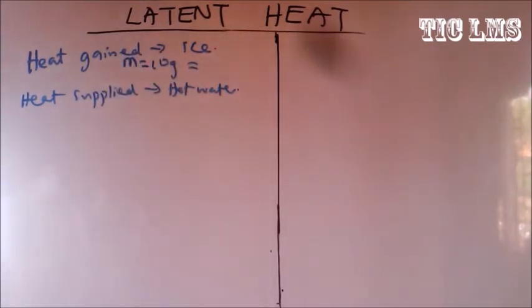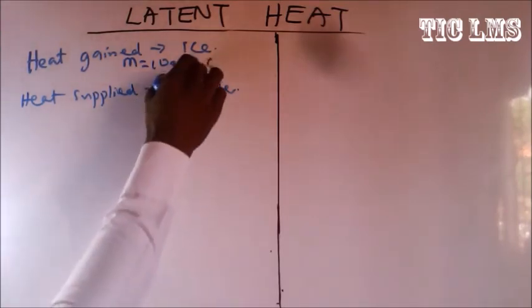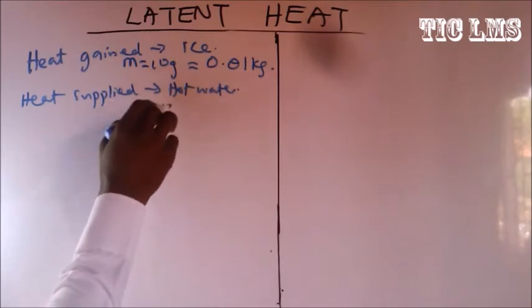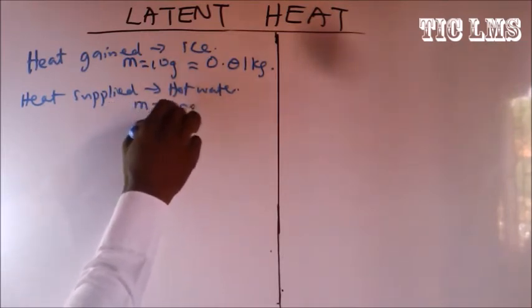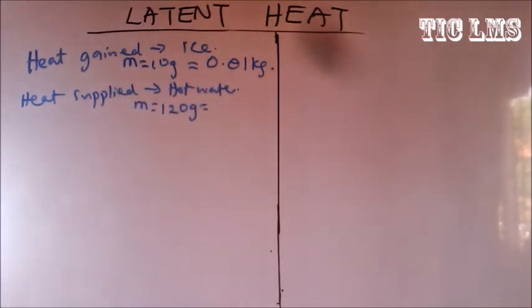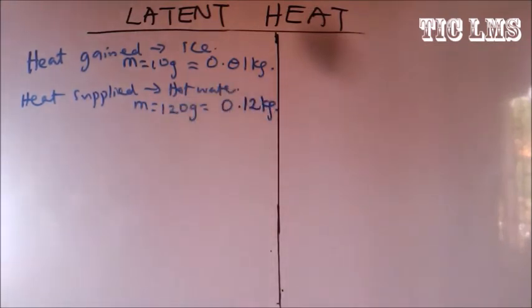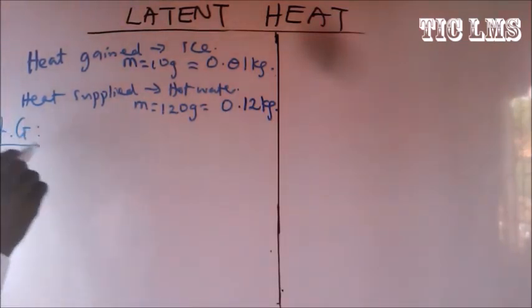First, let's get it straight that the mass of our ice is 10 grams, and so we'll convert it into kilograms, and that gives us 0.01 kilogram. And the mass of our water, which is 120 grams, will be changed into kilograms, which is 0.12 kilogram.